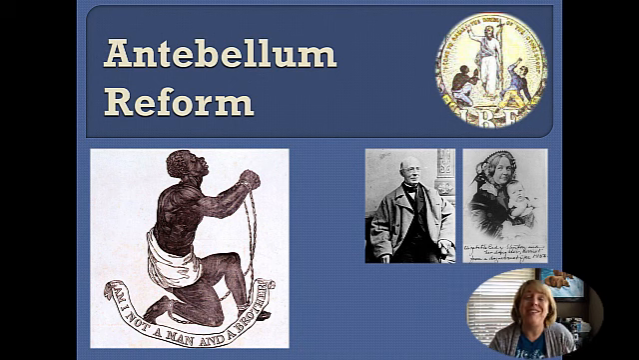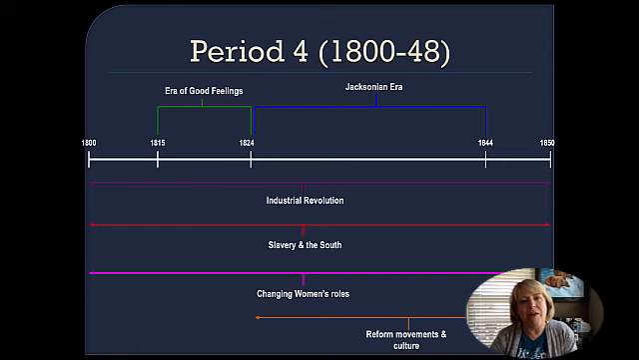And today we're looking at Antebellum Reform, a time period in American history when society starts to make changes that hopefully will be for the betterment of the entire society. Now, when we talk about this time period, we're talking about the period during the Jacksonian era, generally considered between 1824 and 1844, that 20-year period. That's when reform really got its start in America.